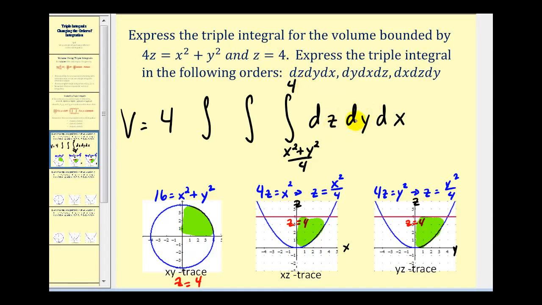And now we need to express y as a function of x. Let's go and take a look at the xy trace. Well, y would start at 0 and then go up to the circle. So if we solve this equation here for y, we would subtract x squared on both sides and then take the square root. So the limits of integration for y would be from 0 all the way to the square root of 16 minus x squared. And then for x, we can look at either the xy trace or the xz trace. x starts at 0 and goes out to 4 here, as well as here.